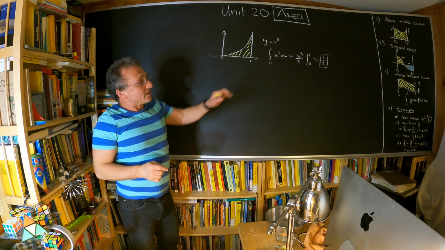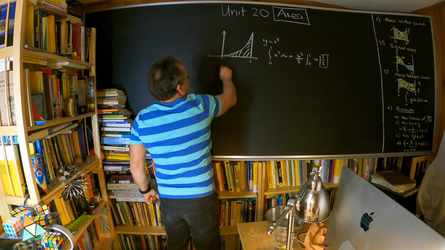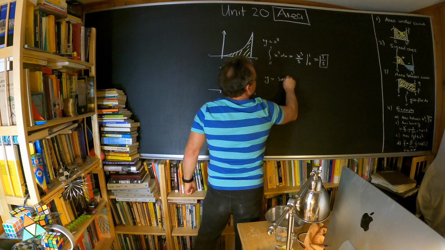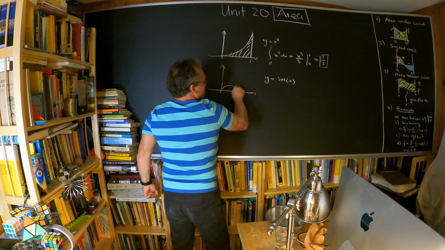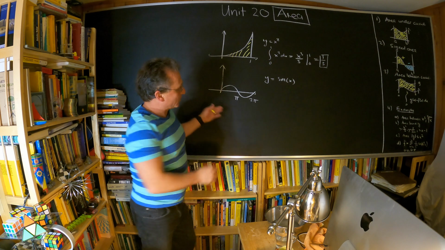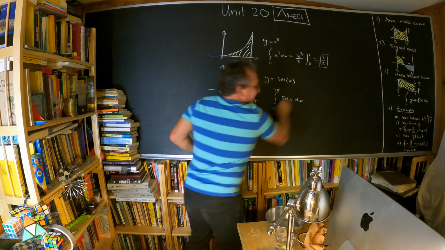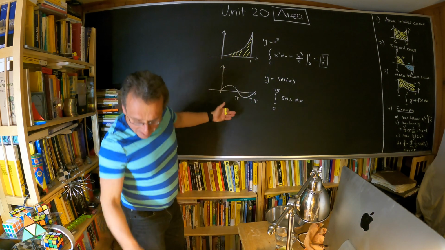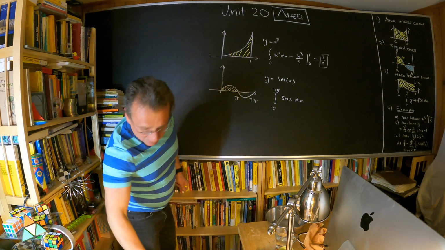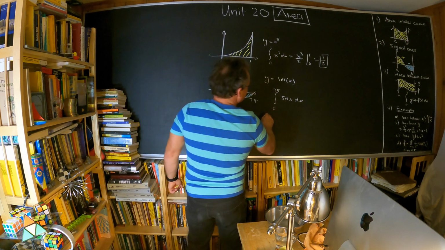We have also seen that sometimes the area can become negative if you are under the x-axis. For example, if we take y is equal to sine x, and we look at this function, this is pi, this is 2 pi, and we integrate from 0 to 2 pi sine x dx. You see that we actually have part of it above, and part of it below, and so we see that that is actually 0.